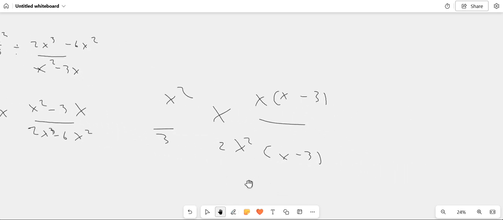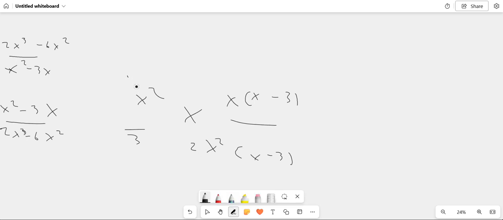Calm. And now again, cancel what needs to be cancelled. So I can cancel x squared there, cancel x squared there. And as a result, I can cancel x minus 3, I can cancel x minus 3. And so as a result, what have we got left? We've effectively got 1 over 3 times x. So it's just x over 3. That's the answer.